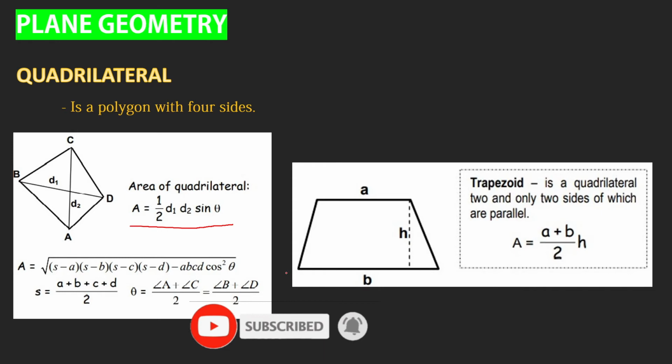So, trapezoid is a quadrilateral, two and only two sides of which are parallel. So, nakaparallel sa A kay B. Ang formula ng ating trapezoid is average na A and B, A plus B over 2, times altitude o yung height.